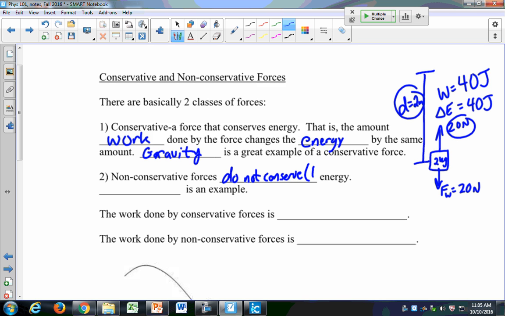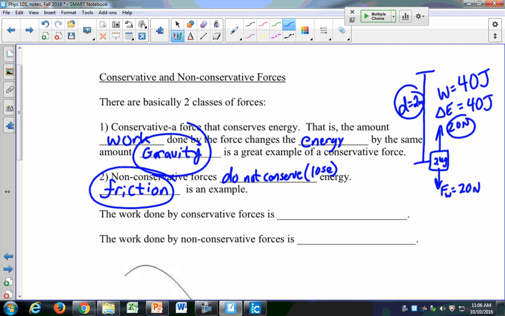Or if you want to think of this, you can think of them as they do lose energy. A good example of this, well, really any contact force, but friction is a great example of a non-conservative force. So gravity is a good example of a conservative force. Friction is a good example of a non-conservative force.